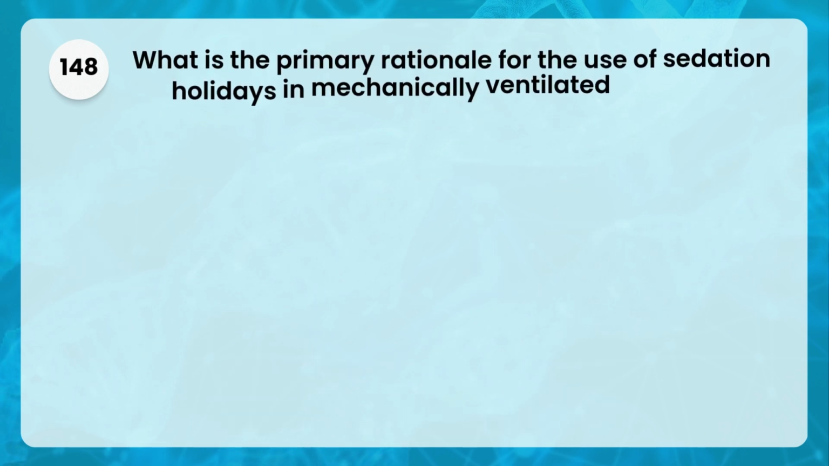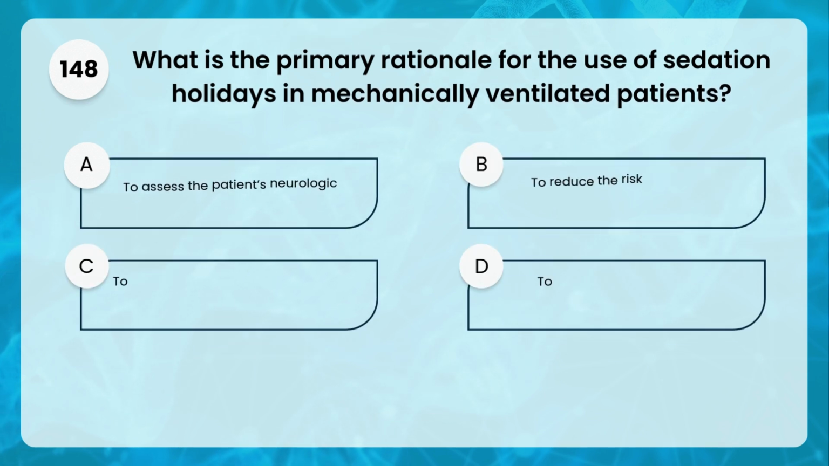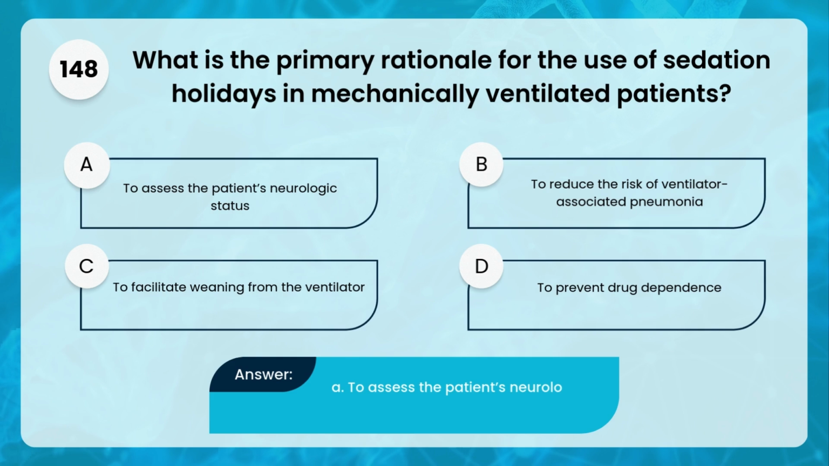148. What is the primary rationale for the use of sedation holidays in mechanically ventilated patients? A. To assess the patient's neurological status. B. To reduce the risk of ventilator-associated pneumonia. C. To facilitate weaning from the ventilator. D. To prevent drug dependence. The answer is A. To assess the patient's neurological status.